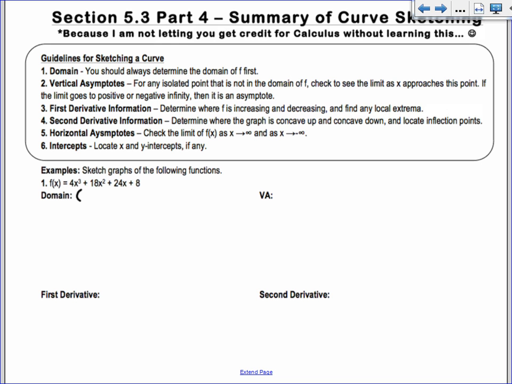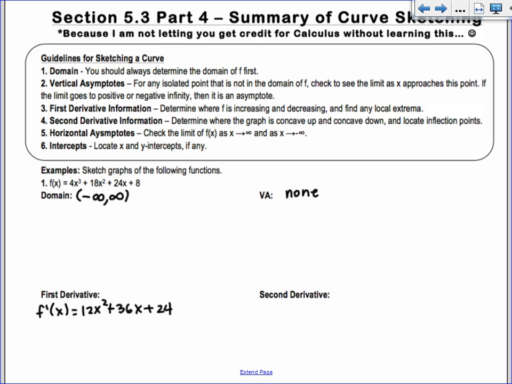Okay, so my domain is negative infinity to infinity, right? I can plug in whatever I want for x. I'm never going to get undefined. There's no vertical asymptote. My first derivative is 12x squared plus 36x plus 24.